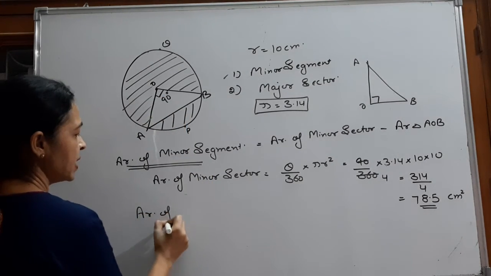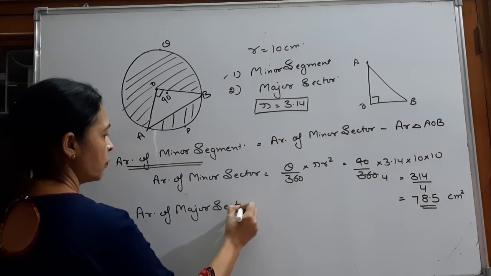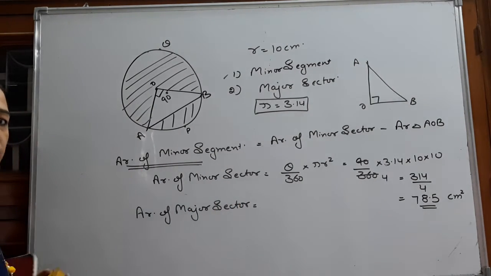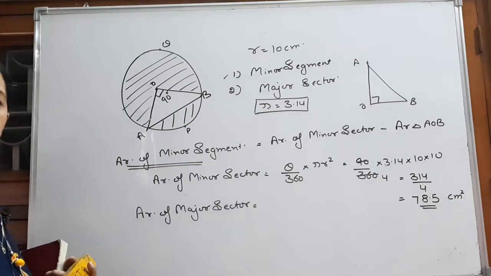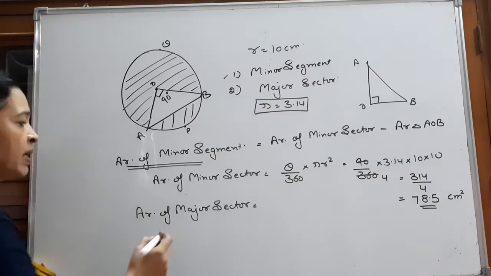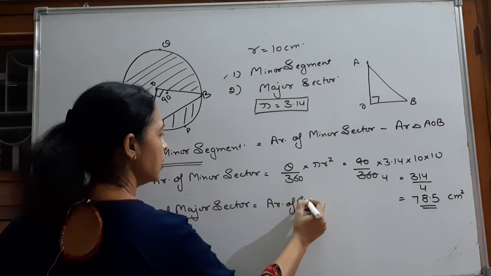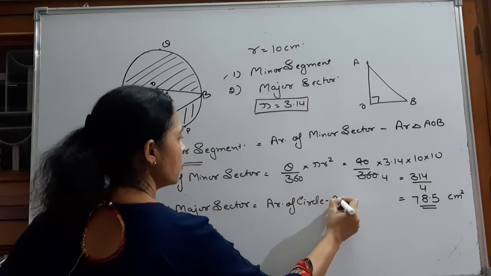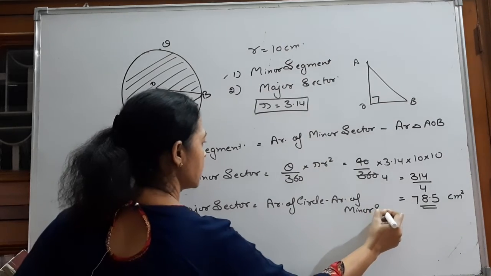Area of major sector will be, what we have to do? First we will take the area of circle, and from that we can subtract area of minor sector. We will get area of major sector. Area of major sector is area of circle minus area of minor sector.